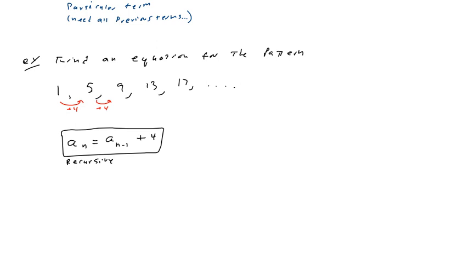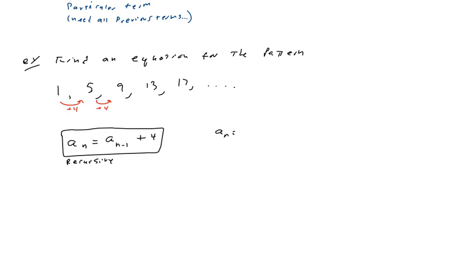It's a recursive formula because I use the previous number. I say take the previous number, add 4. It's always n minus 1 because I always want the previous one. I want to go 1 step back to the previous number. To get my 9, take the previous number, take the 5, add 4. So that's an easy way to write the formula.